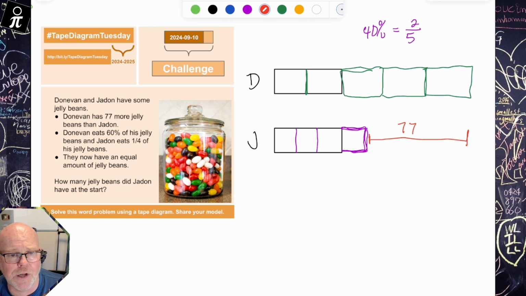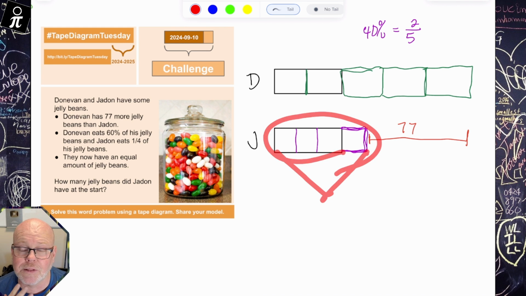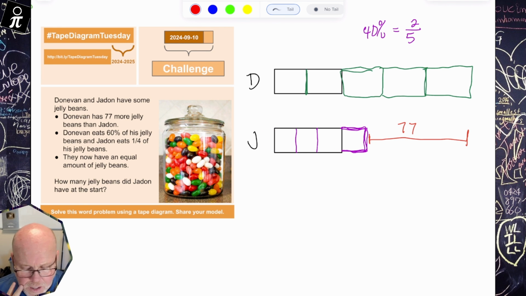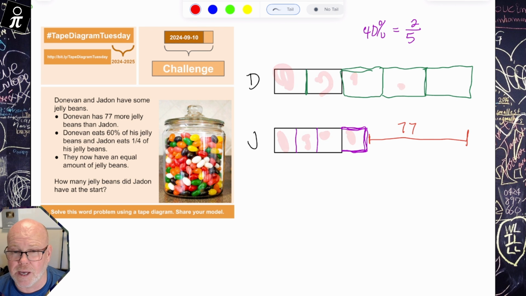All right, so we need to know how many jelly beans Jaden had at the start. So we're basically trying to figure out what this total is right there. Now the trick is these are not the same sized units, are they?